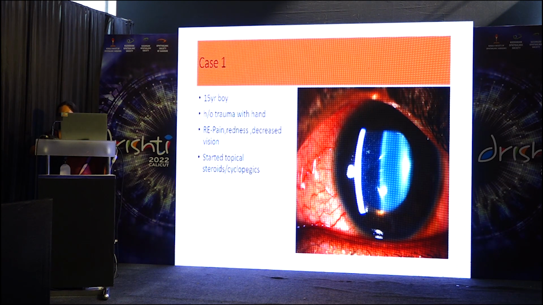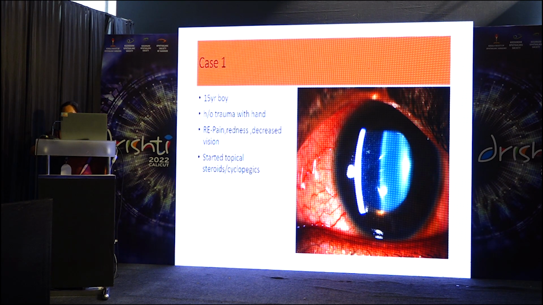Now let us go through a few cases. This was a 15-year-old boy who presented to us with a history of trauma. He had pain, redness, and decreased vision. If you see, there is significant amount of congestion with AC reaction, few KPs. So what we are dealing with is a case of acute onset of non-granulomatous uveitis following trauma.